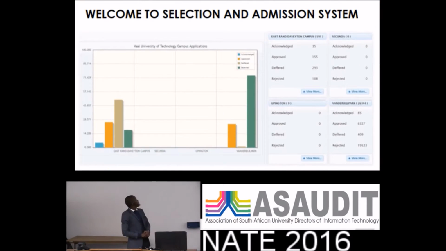Okay, having said that, welcome to SAS, or Selection Admission System. So this is the product we came up with at the University of Technology. So one of the features which we didn't really have was statistical reporting, dashboarding reports. So from SAS directly, you could interpret a lot of things.